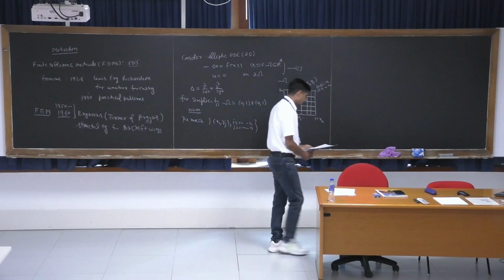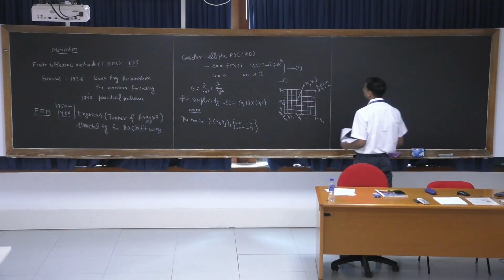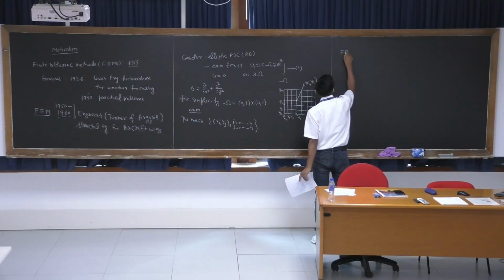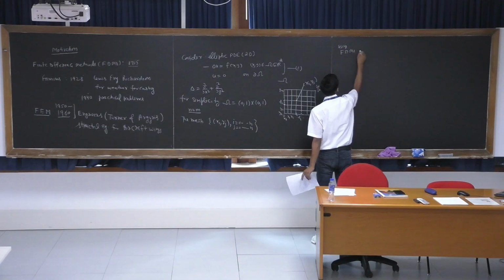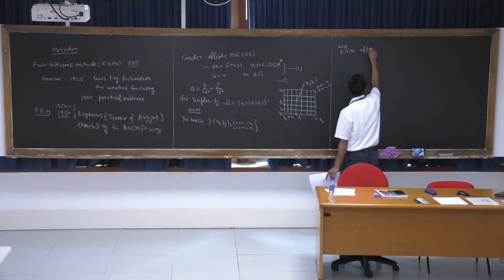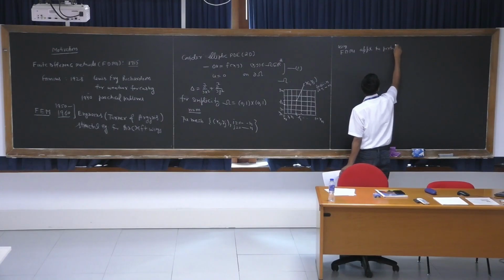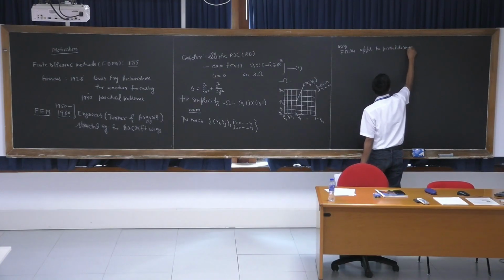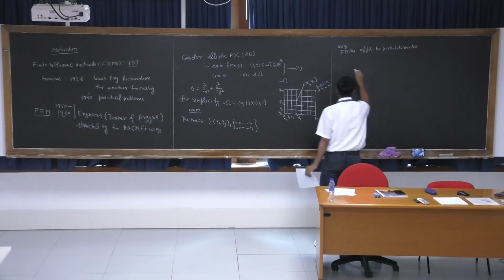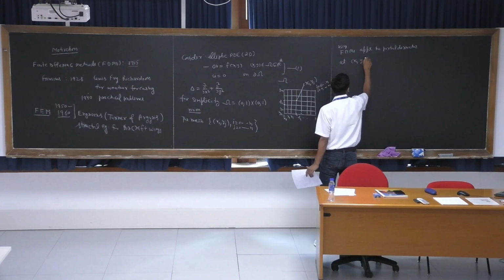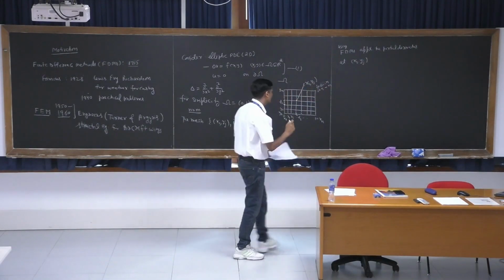So by using the finite difference method, approximate the partial derivatives at the point xi, yj, at this general point.